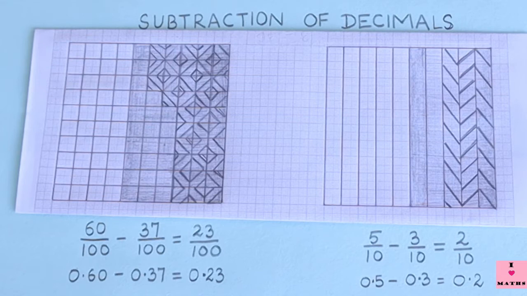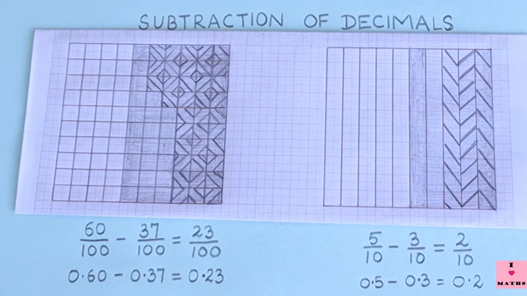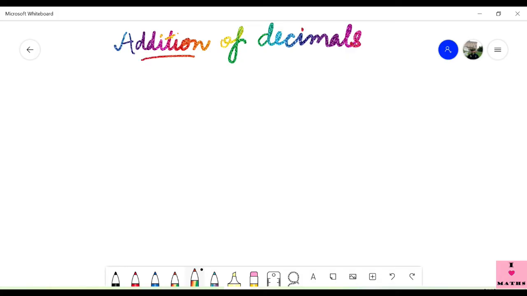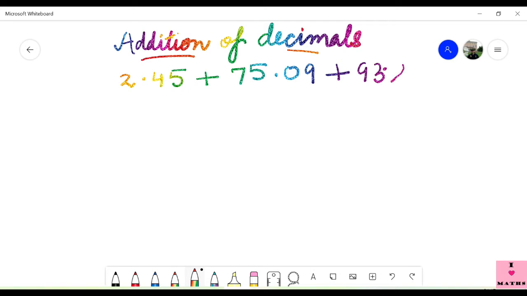Now addition and subtraction of decimals, I am going to explain it to you mathematically. Addition of decimals. Let us take an example. 2.45 plus 75.09 plus 93.2.